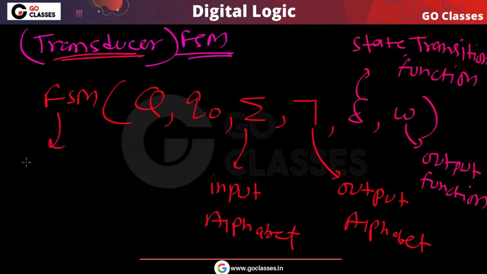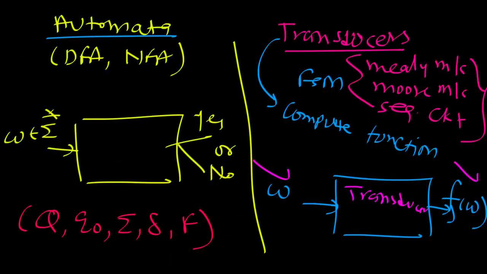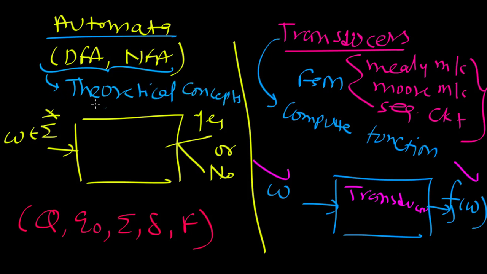And remember, this is deterministic. Why is this deterministic? Because in real life, every machine is deterministic. You can notice these are theoretical concepts. These automata are actually theoretical concepts. Because they are theoretical concepts, we study non-determinism, deterministic finite automata, non-deterministic finite automata, this type of things. So that is the reason we study non-determinism.